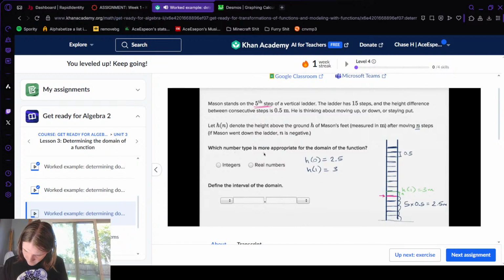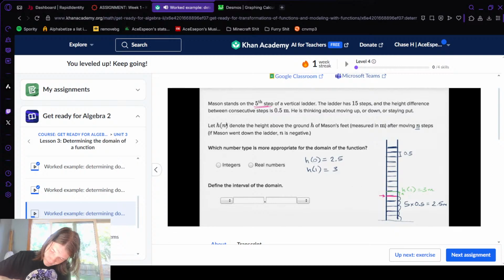They're saying which number type is more appropriate for the domain of the function. So the domain, just as a review, is the set of numbers that we can input into the function and get a valid output. And we have to pick between integers or real numbers. Well, n, which is our input, is the number of steps he goes up or down. So it could be positive or negative, but we're not going to talk about half steps. Then he'd put his foot in the air right over here. He has to take integer valued steps. If it's positive, it's up. If it's negative, it's down. If n is 0, that means he's staying put.